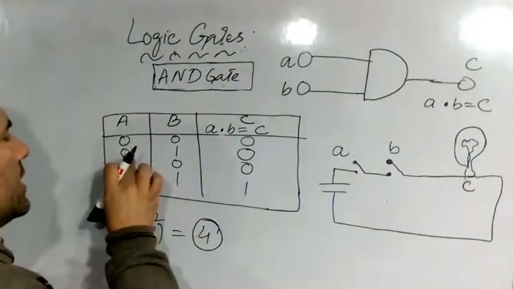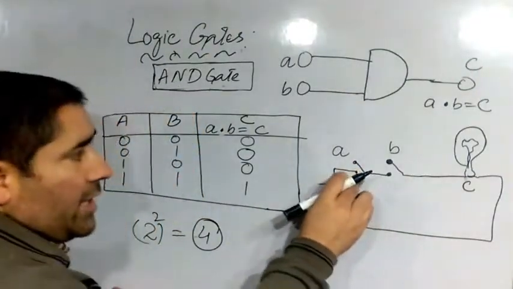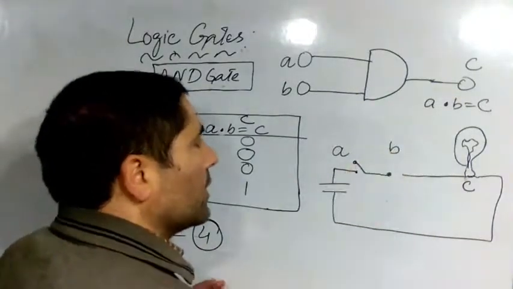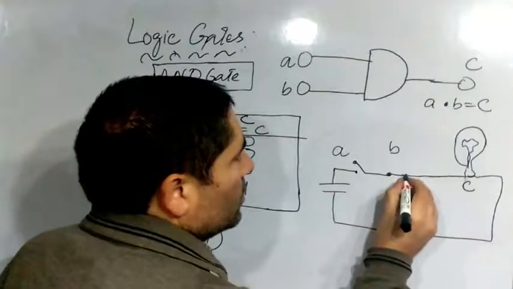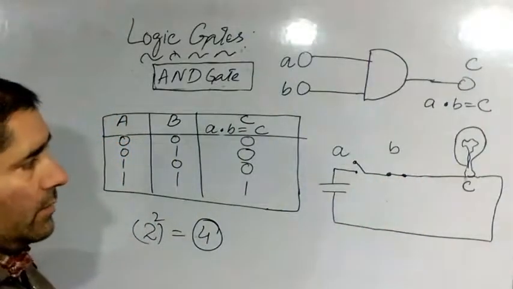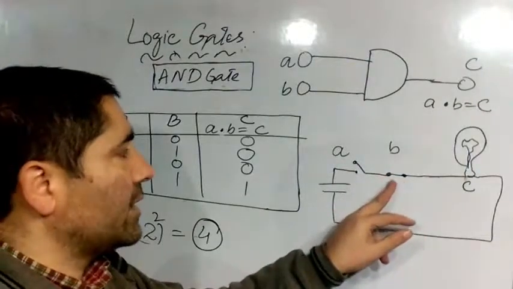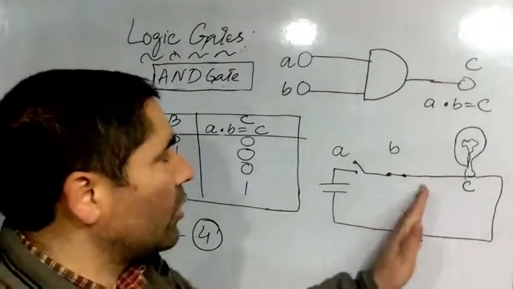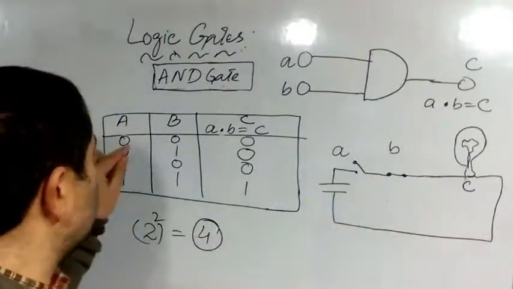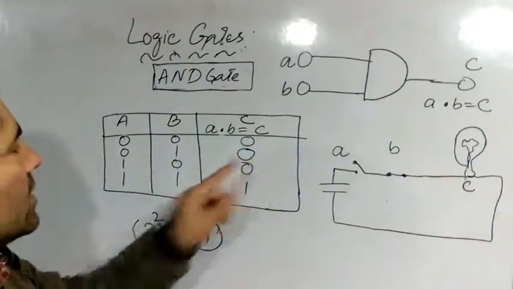If A is 0, B is 1, it means A is in this open condition and B is in closed form. The switch is in closed form like this. A is 0, B is 1, the switch is in closed form, but the light will not glow because here is a cut, here is no signal. That's why 0 and 0 is 0, 0 and 1 is 0.